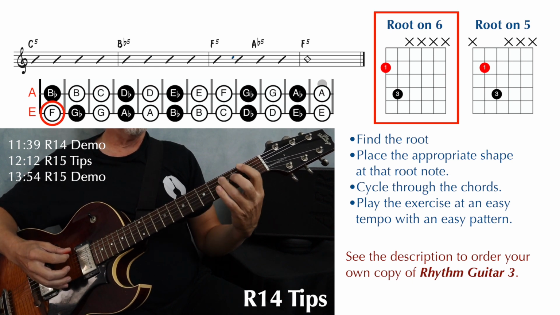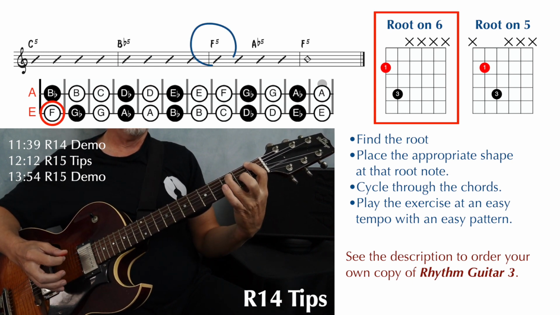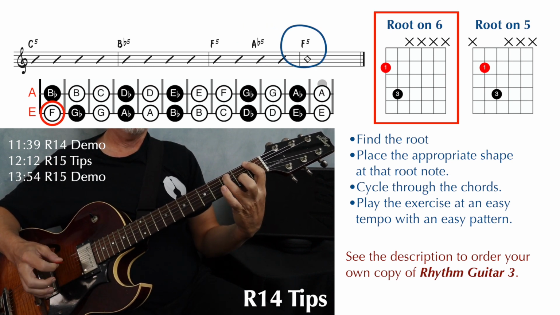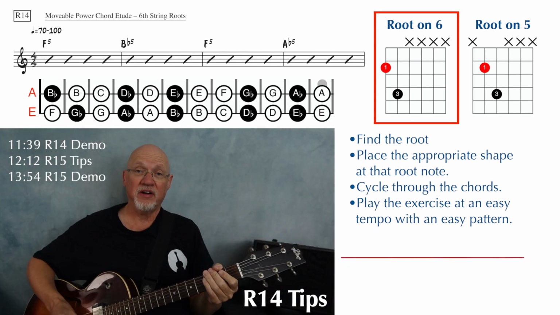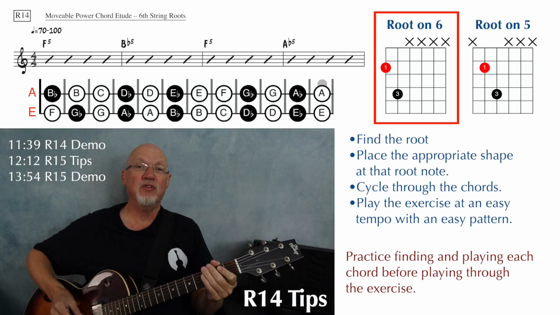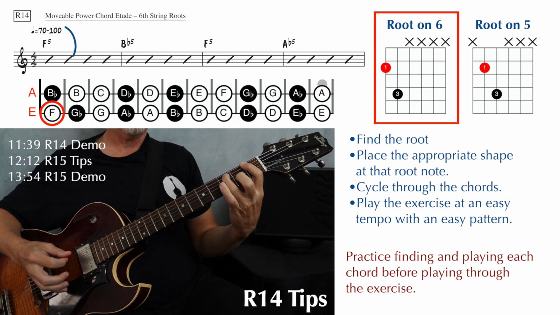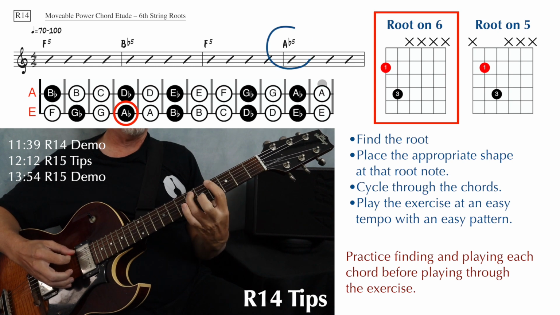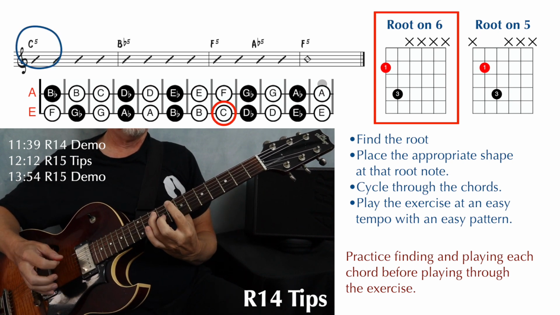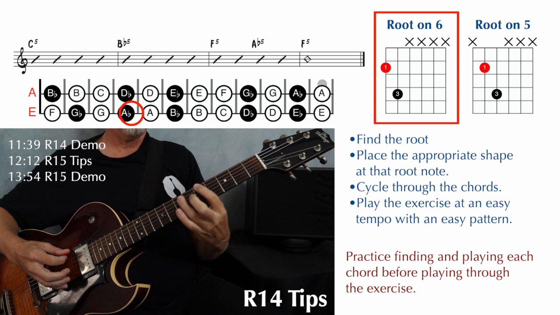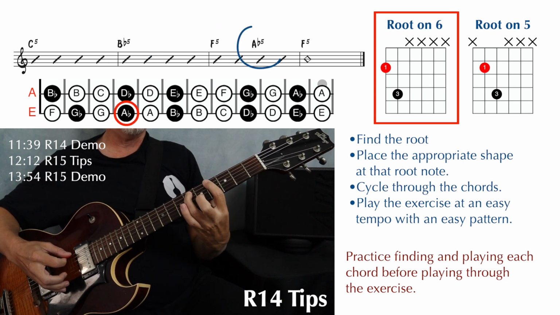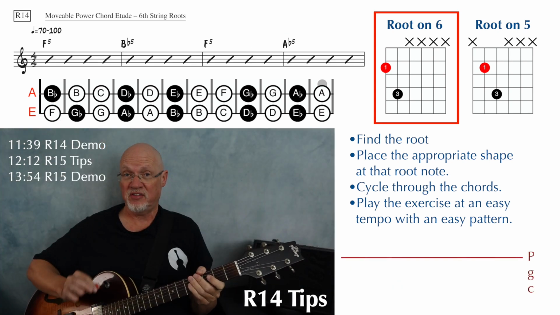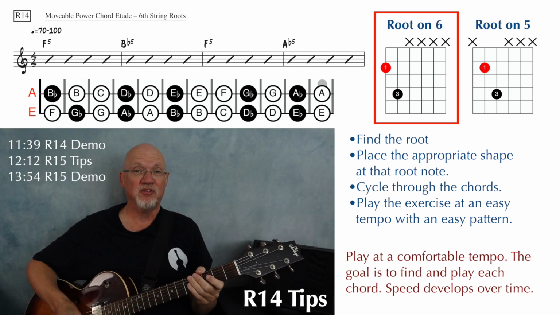And then more repeat chords here. We have an F at the 1st fret, A flat at the 4th fret, and back to F5 or F power chord. Before you play the entire exercise, go ahead and cycle through those chords. F power chord, B flat, back to F, A flat 5, C, B flat, F, A flat, and F. And then play through the exercise, again at a nice moderate pace, simple strumming.